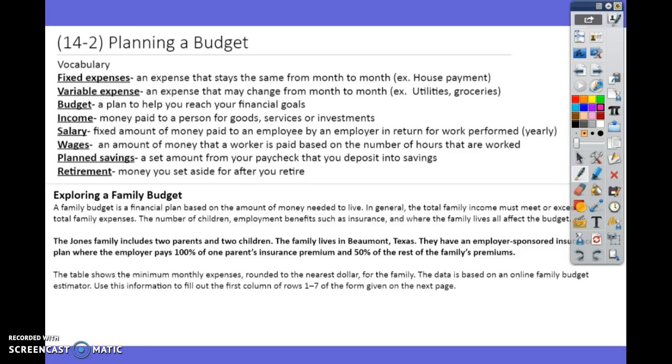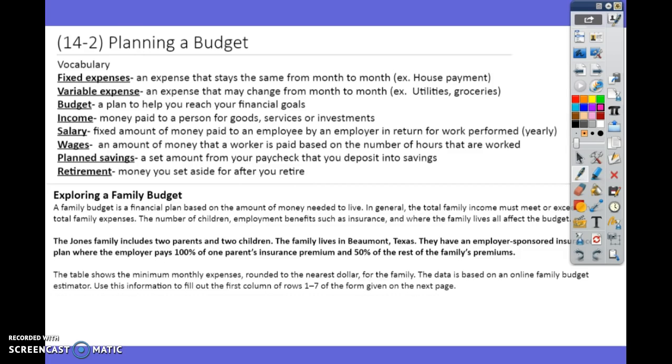A budget is a plan to help you reach your financial goals. Your income is money that's paid to a person for goods, services, or investments. Your salary is a fixed amount of money paid to an employee by an employer in return for work performed yearly. So if someone is talking about their salary, they're talking about what they make in a year. Wages is an amount of money that a worker is paid based on the number of hours that are worked. Planned savings is a set amount from your paycheck that you deposit into savings. Retirement is money that you set aside for after you retire.